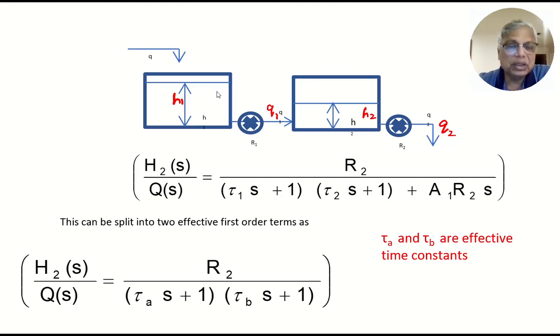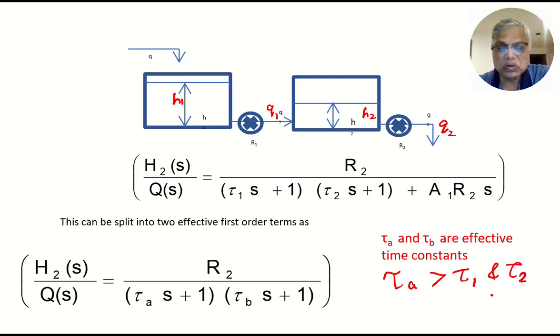Tau 1 and tau 2 are the actual time constants of the two systems. Tau 1 is the time constant of the first tank. Tau 2 is the time constant of the second tank. Whereas tau A and tau B will be different from tau 1 and tau 2. They are known as effective time constants. In fact, one of these, say tau A, will be greater than tau 1 and tau 2, and tau B will be less than tau 1 and tau 2.